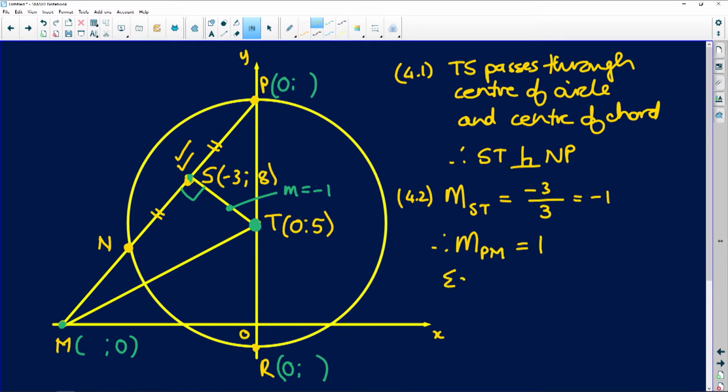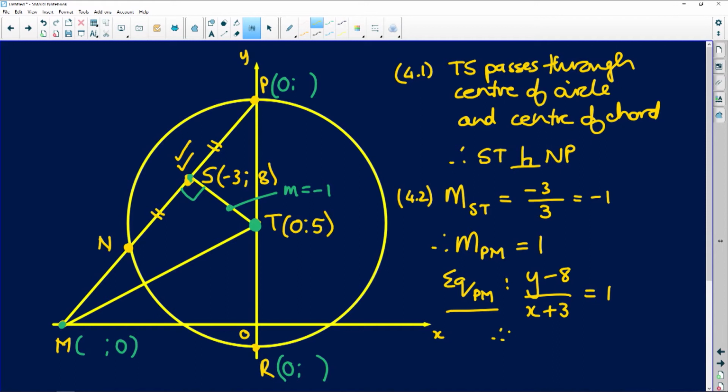And now the equation, now look at how I'm going to indicate it. The equation of PM is y minus 8 over x minus minus 3, which becomes x plus 3, and the gradient for that line is 1. Well, that's simple enough. All we need to do now is cross multiply and get it into the form that they wanted.